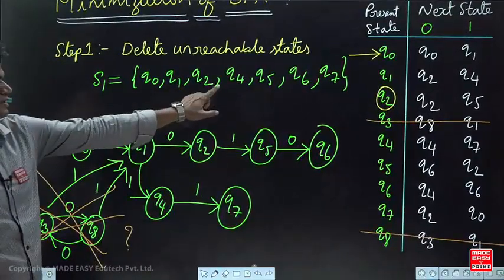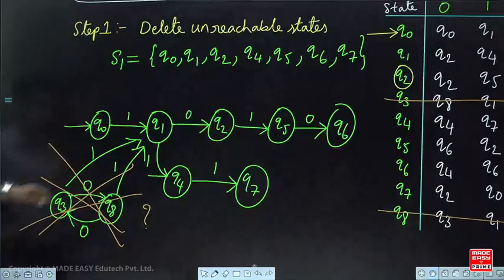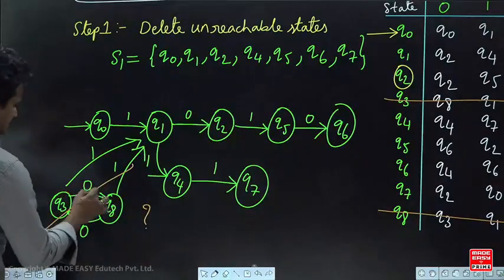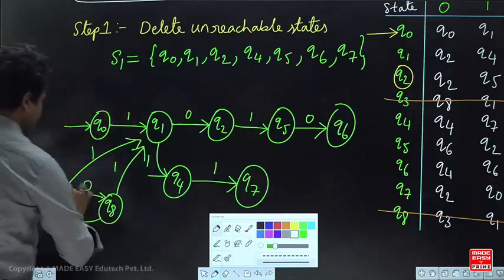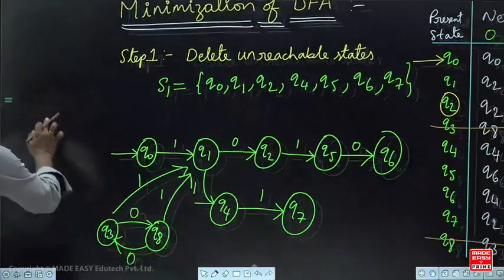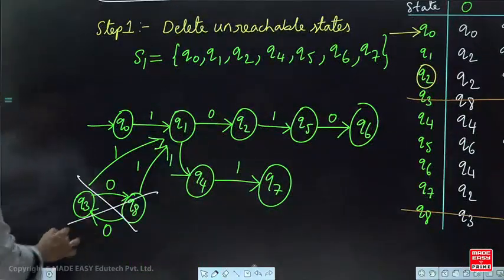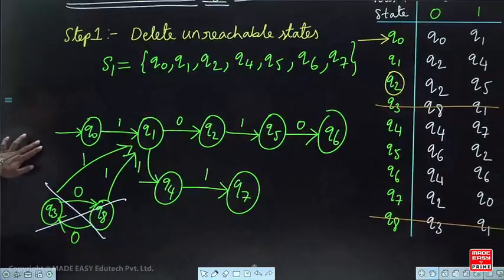S1, this one, and you can copy this one also. Here these are unreachable states. This is the unreachable path. Q3 and Q8 are unreachable. So just copy this, guys.